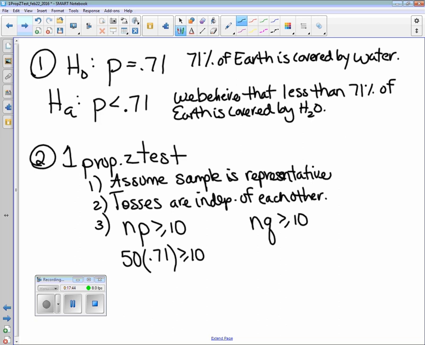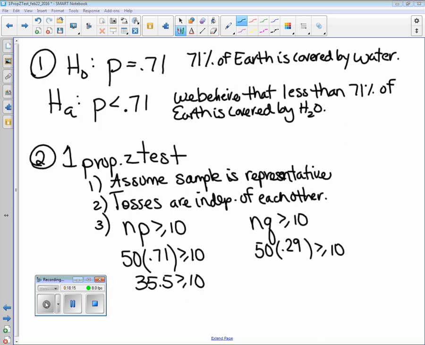Same thing with q. What's q? If p is 0.71, what's q? Which would be 0.29. So take a second and check those. Make sure that both of those numbers are greater than 10. 71% of 50 is? 35.5, which is definitely greater than or equal to 10.